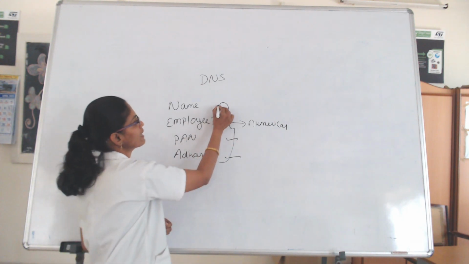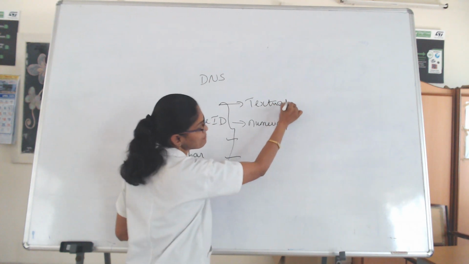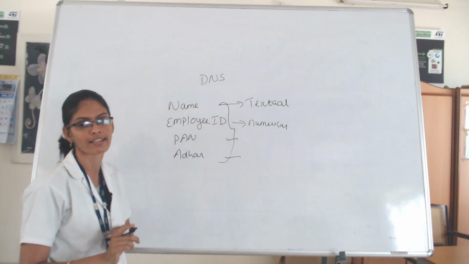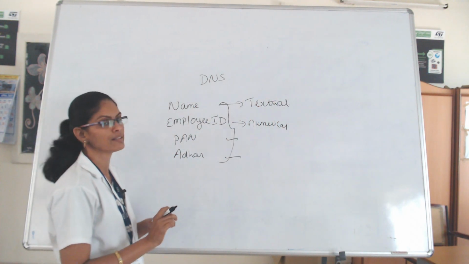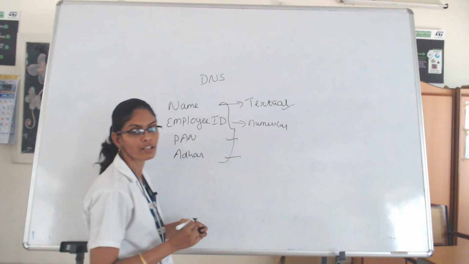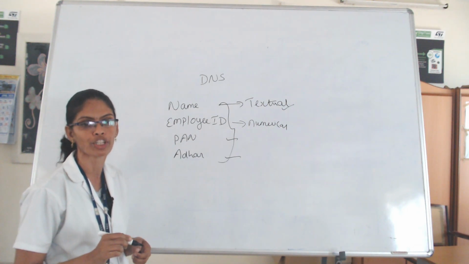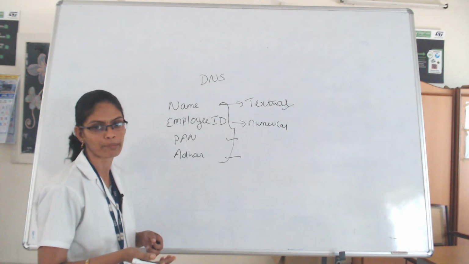Whereas the name is a textual representation of a person. So humans usually prefer this kind of representation, which is nothing but textual representation. Since humans are well versed with the textual representation, they go for representing persons through their names rather than their employee ID or through their Aadhaar card or PAN card number.